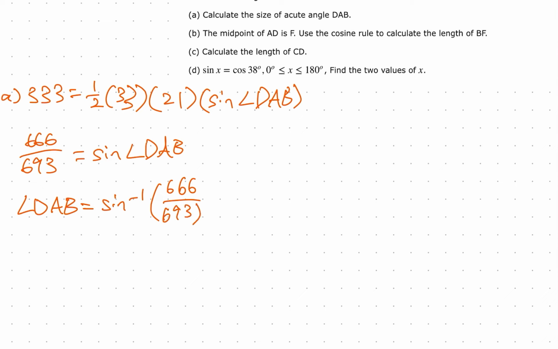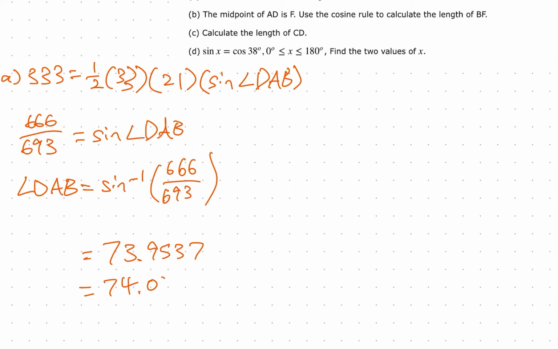Let's work that out on my calculator, and you get 73.9537, and put to one decimal place, that's 74.0 degrees.